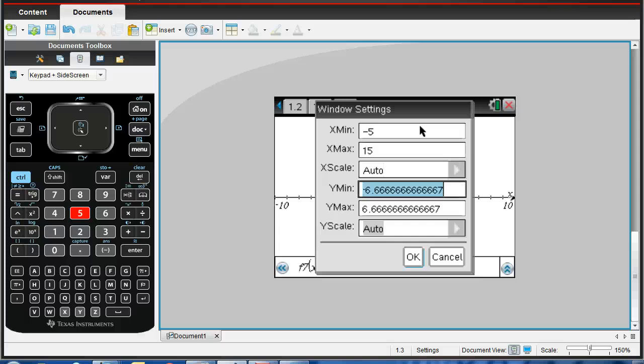For my y minimum, well, let's start with the y maximum. My y-intercept is at 180, so I'm just going to bump that up to 200 to make sure I can see my y-intercept. And just to be symmetrical here, we'll do -200.